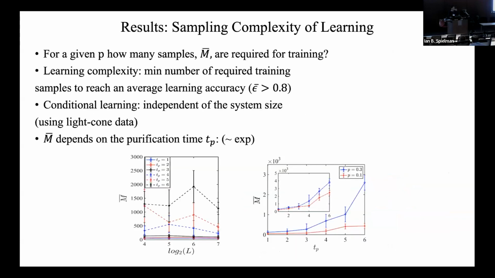Okay, let me skip the sampling complexity of the problem. I just mention the result that if we use these light cone data, the complexity of the problem doesn't increase with the system size. It's only a function of the depth of the circuit.